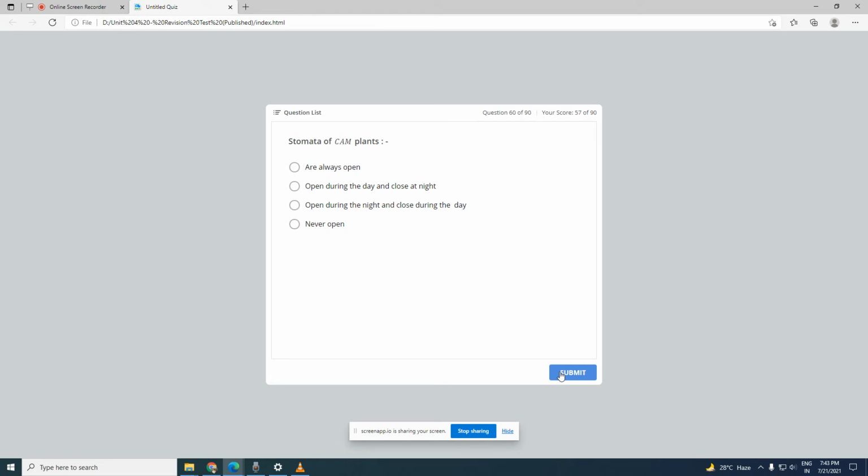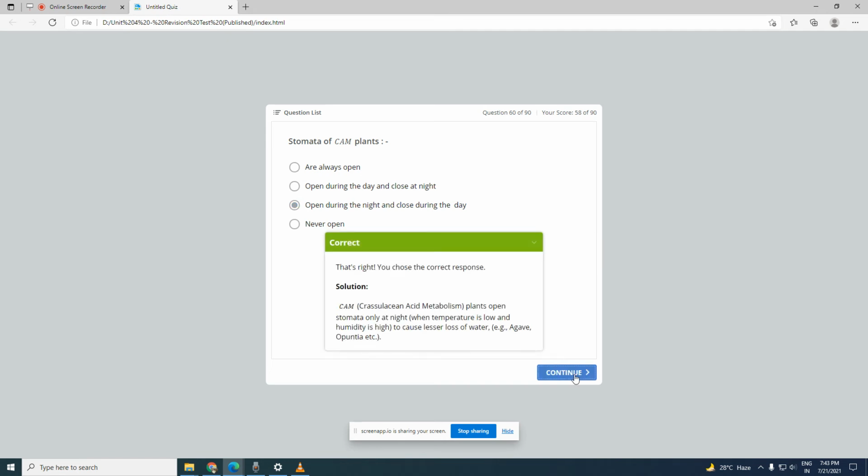Question number 60. Stomata of the CAM plants are always open during the day and close at the night, open during the night and close during the day, or it will never open. Which is the right one? The right answer is it will open during the night time and close during the daytime.